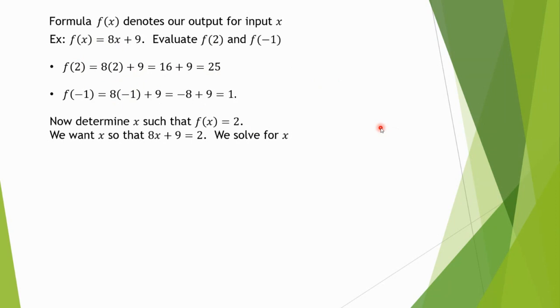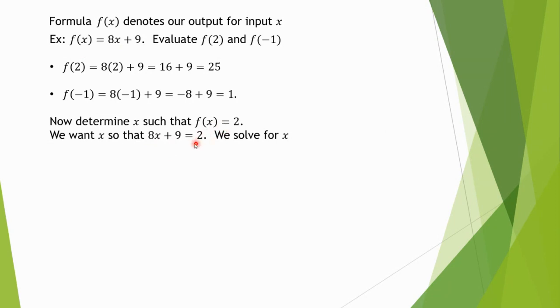That's good. But now notice in the next part, we want to find all x so that f of x is 2. We want all x so that f of x is 2. So in this case, we're solving an equation involving a function. Okay, so how would you solve this one? Well, actually, I kind of write it here. f of x is equal to 8x plus 9. So we have this equation we form. 8x plus 9 is f of x. So we have 8x plus 9 equals 2.